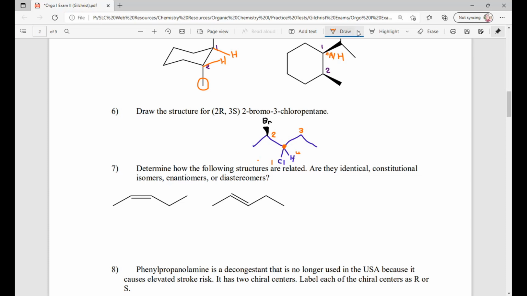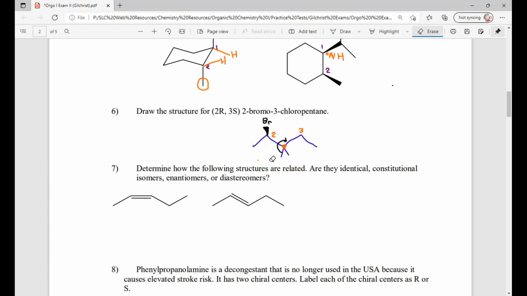In what way is this rotating? Is it rotating clockwise or counterclockwise? Clockwise. So this would actually be an R configuration if hydrogen's in the back, right? But we want 2R3S, so we want it to be S. If hydrogen's in the back, it's R. So the way to flip it to S is, instead of having hydrogen in the back, we put hydrogen in the front, which means that chlorine is in the back.